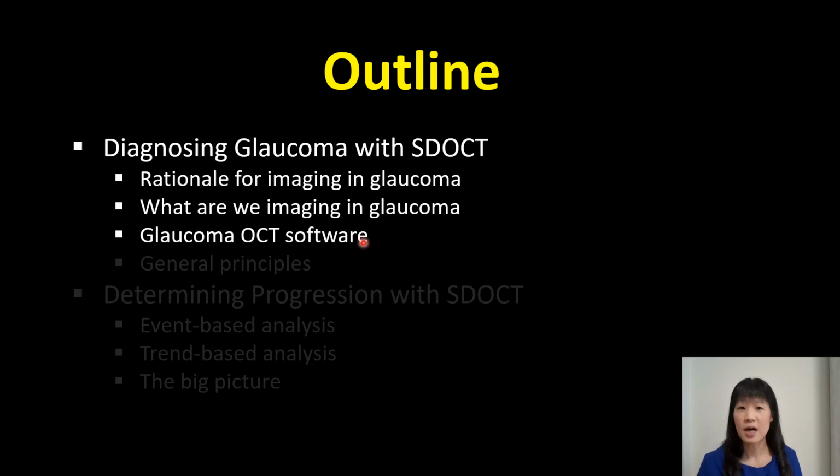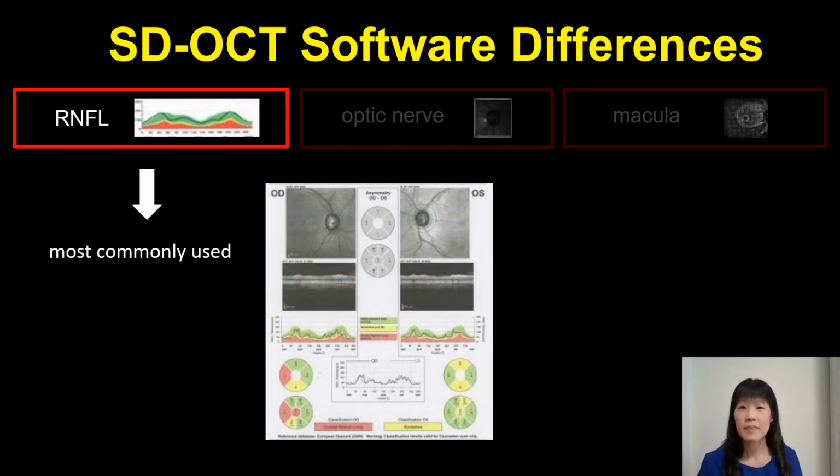The next part of the talk, the good things about OCT, is that we need to understand how software can help us in the clinic. And specifically, this is glaucoma software. So of course, we know that OCT has retina software for retinal diseases, but again, this talk is going to focus on glaucoma software for glaucoma disease. So again, the three regions of interest are the nerve fiber layer, the optic nerve, and the macula.